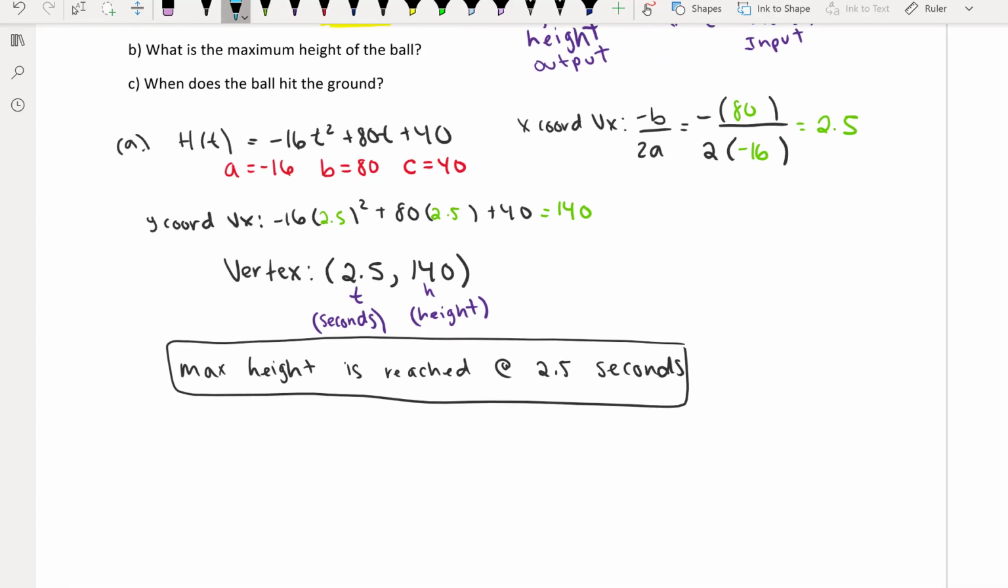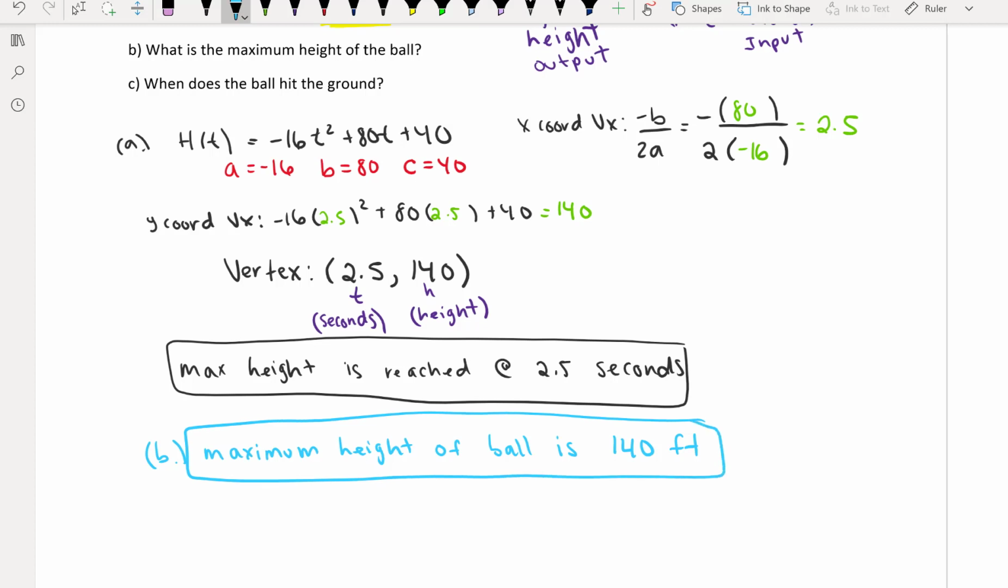And for part B, it says, what is the maximum height of the ball? Well, we already did that in part A. We already know the maximum height. So here, the maximum height of the ball is 140 feet. That was the y coordinate of the vertex. So I kind of did my work for part A and part B all in part A because it was all about the vertex, okay?